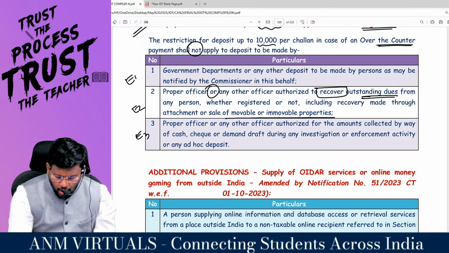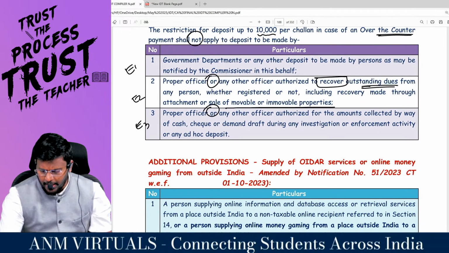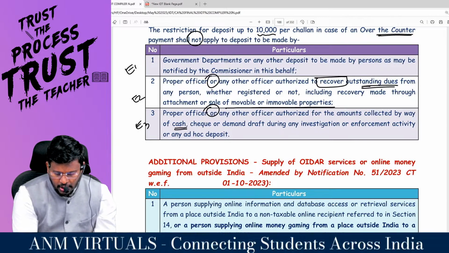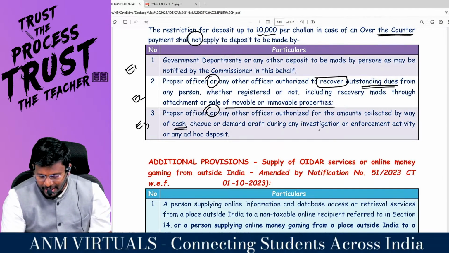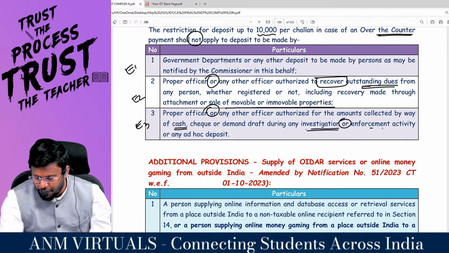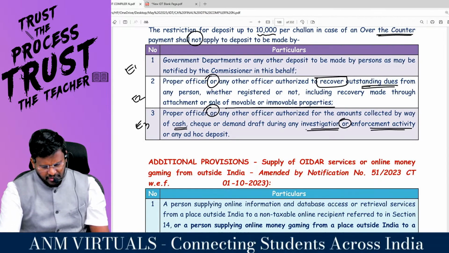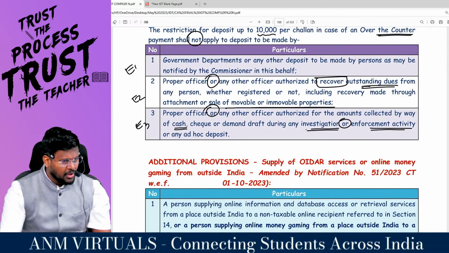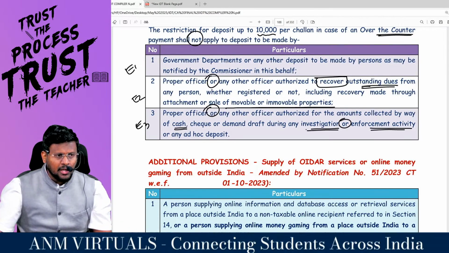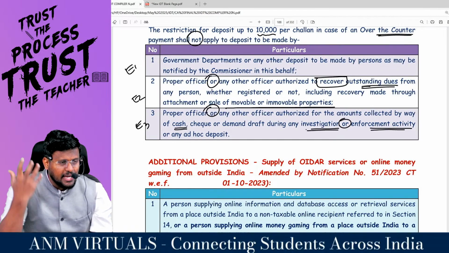The third one: the proper officer or any other officer authorized, for the amount collected by way of cash, check or demand draft during any investigation or enforcement activity or any ad hoc deposit. That means during the investigation, during the enforcement activity, the proper officer has collected some amount.